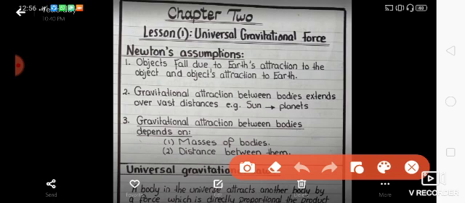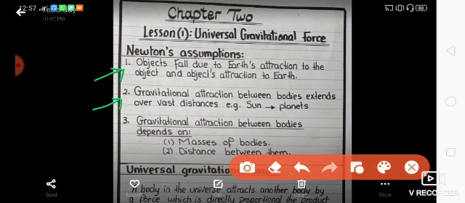Newton's Universal Gravitational Law. By noticing the motion of falling objects, Isaac Newton had concluded some basic assumptions that helped him to formulate the general gravitational law. One of these assumptions is: 1. Objects fall due to Earth's attraction to the object and the object's attraction to Earth.